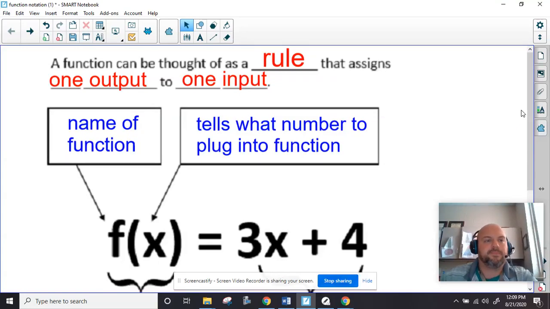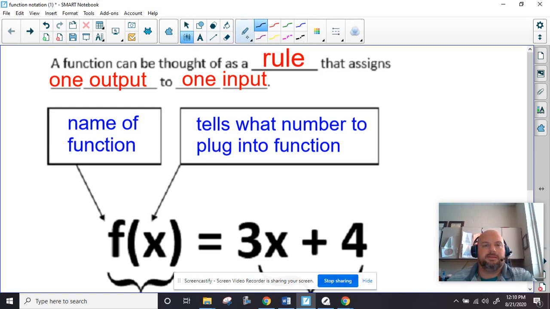Okay, so today's lesson is over function notation, and we're going to throw a little discrete and continuous functions in there too. Now, let's see if I can use my magic pen here so we can kind of follow along.